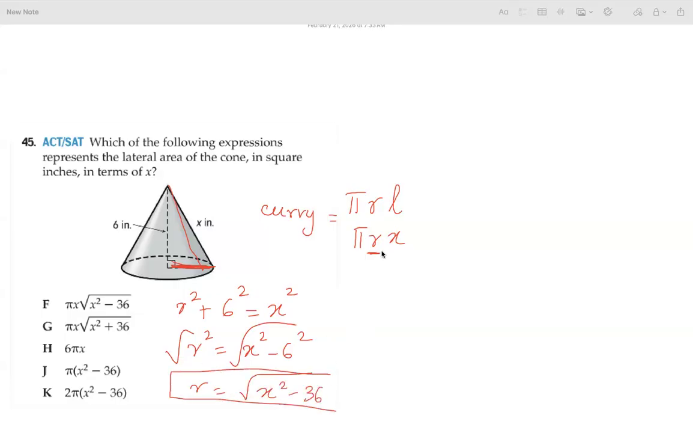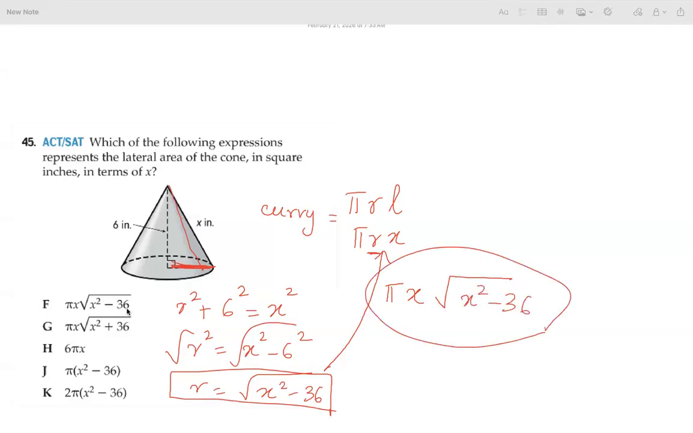How many of you did not get it? Plug this into this: pi times x times the square root of x squared minus 36. This is the answer, f. Any questions?